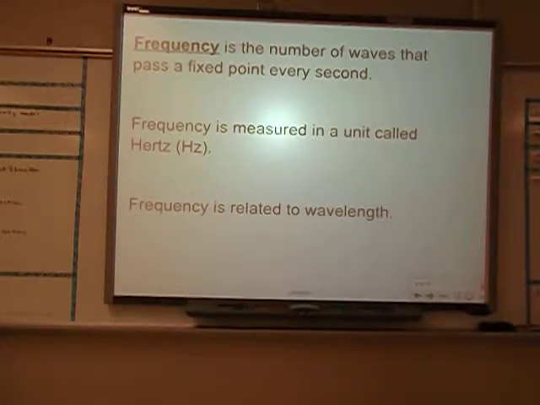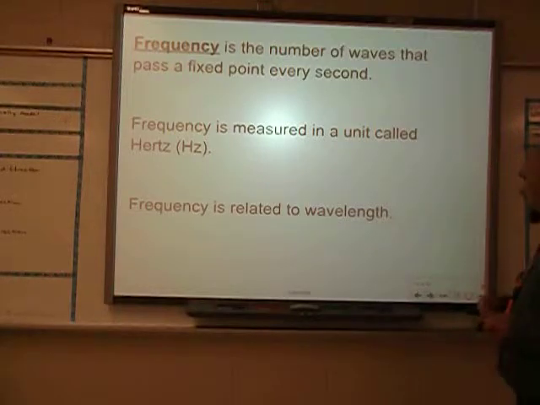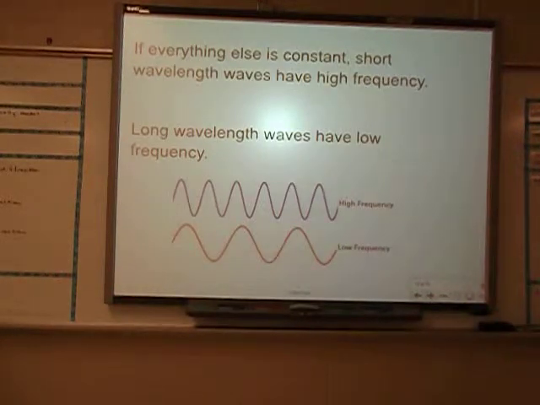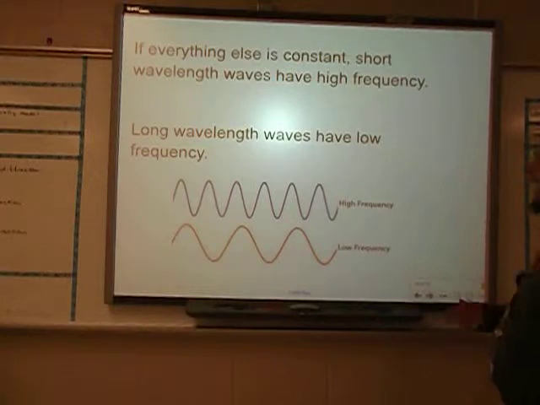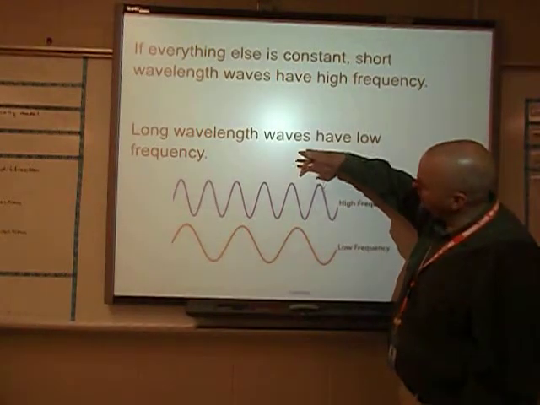One Hertz would be one wave in one second. 50 Hertz would be 50 waves in one second. Again, it's the number of waves that pass a fixed point every second. It is related to wavelength. If everything else is constant, specifically if velocity is constant, short waves will have high frequencies, long waves will have low frequencies. So the way we draw a high frequency wave is by making our wavelength short.